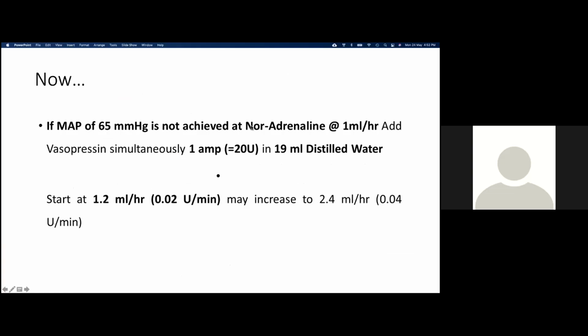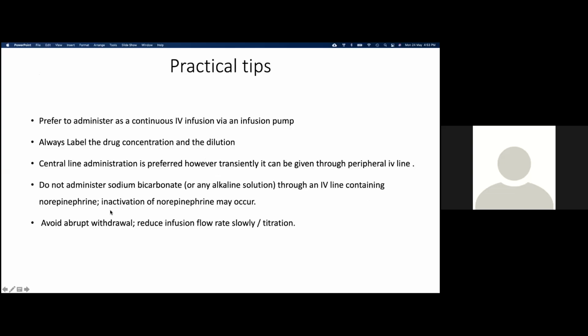And then again, we know how to make vasopressin, and we start with an initial low dose of 0.02 units per minute, that is 1.2 ml per hour, and may increase up to 2.4 ml per hour, that is 0.04 units per minute. So vasopressin is very easy: 1 ml, 1 unit, 2.4 ml, you can easily achieve the maximum dose of vasopressin. So if mean arterial pressure of 65 millimeter of mercury is not achieved despite giving 0.1 microgram per kg body weight per minute of noradrenaline, that is 1 ml per hour, now it is the time to add vasopressin.